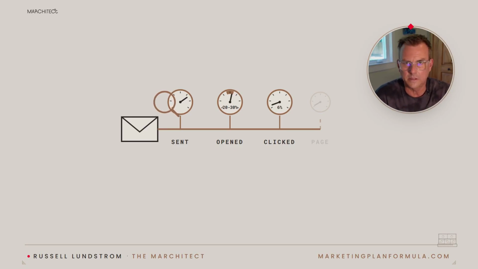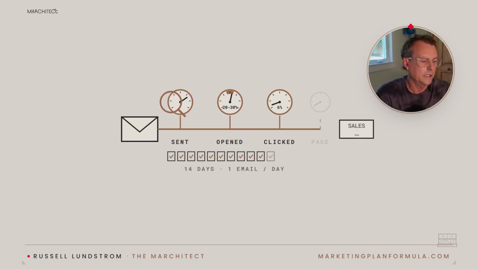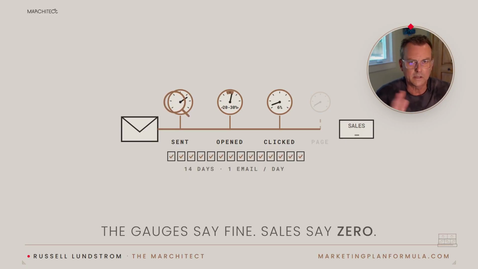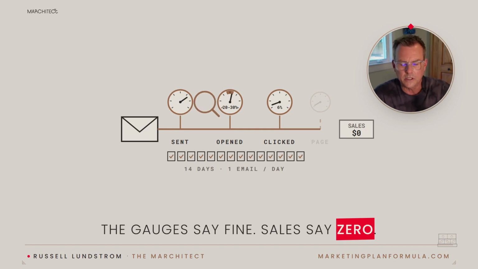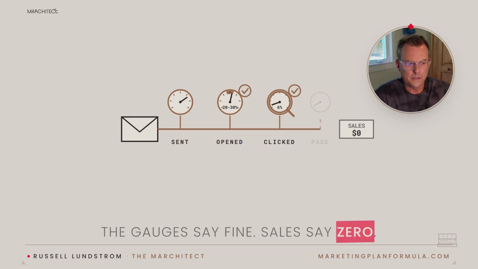So let's say that's the scenario for email, and we're sending an email every day for 2 weeks and sales dry up, nothing happens. We know our tracking is set up. We're looking at our metrics for the email. We see that the open rate's good. Boy, the click-through rate shows up well. So do we really have an email problem?